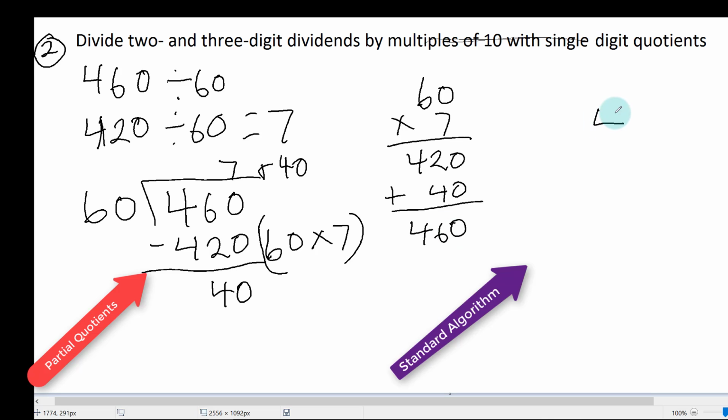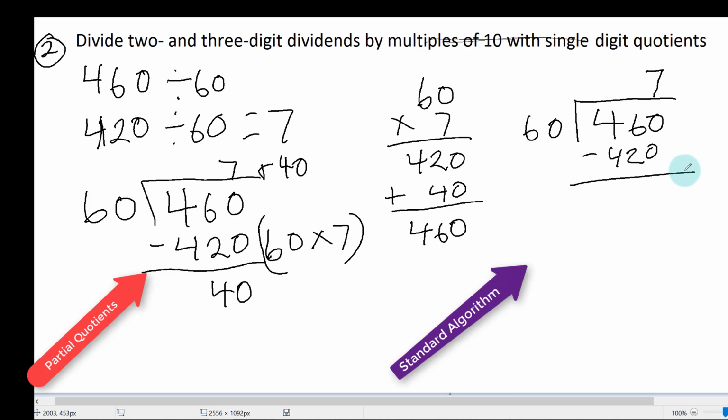Now, as a standard algorithm format, it's going to look pretty similar. We already determined from our estimate it's 7. Again, that is 7 ones times 60 equals 420. We'll subtract that, get a remainder of 40, and then we could use the same method to check.